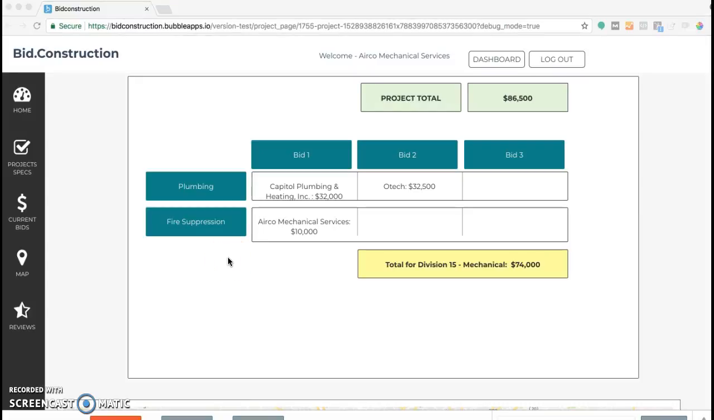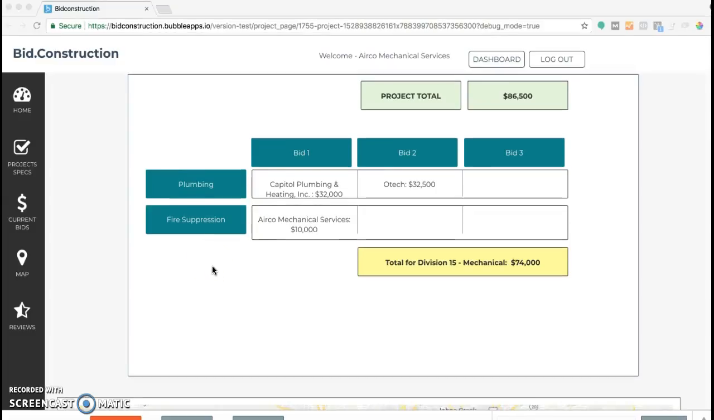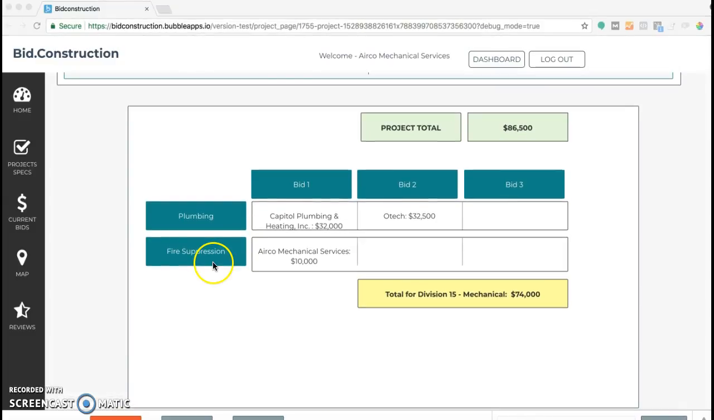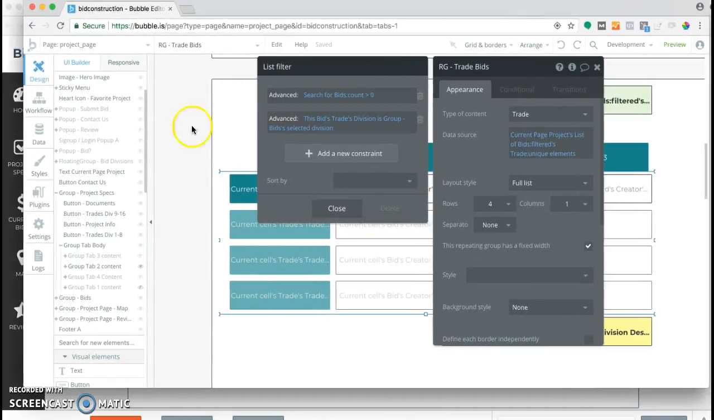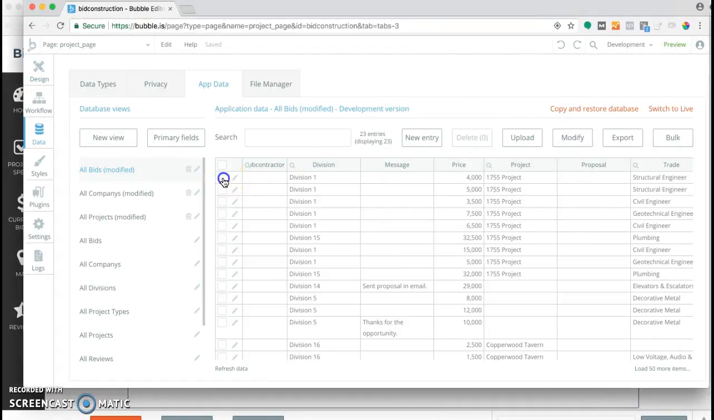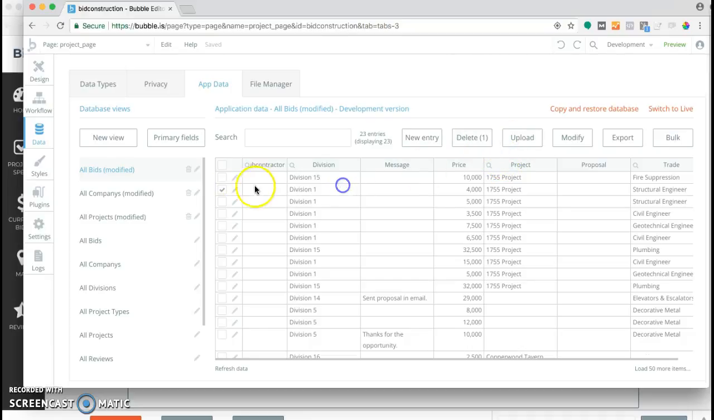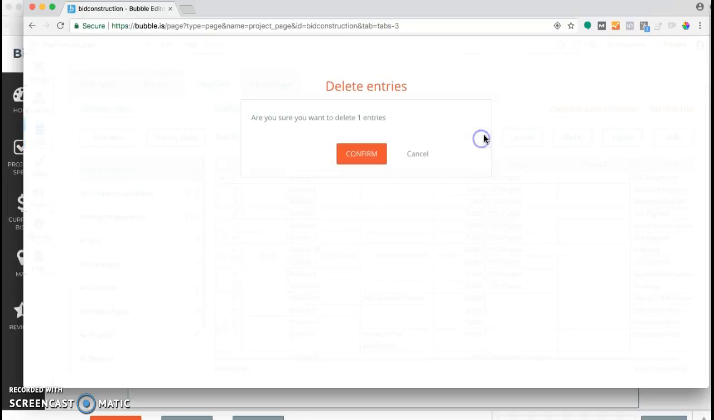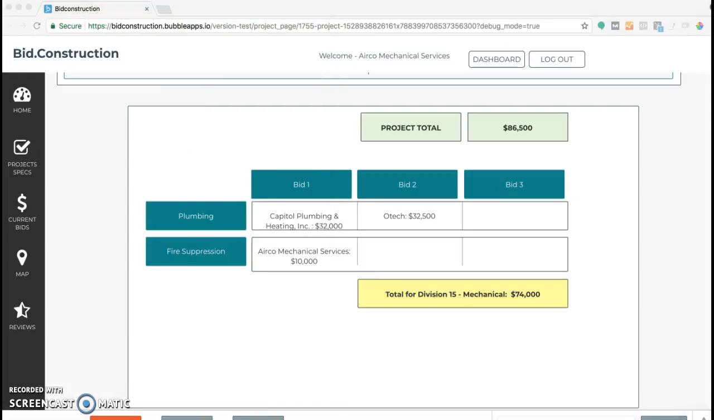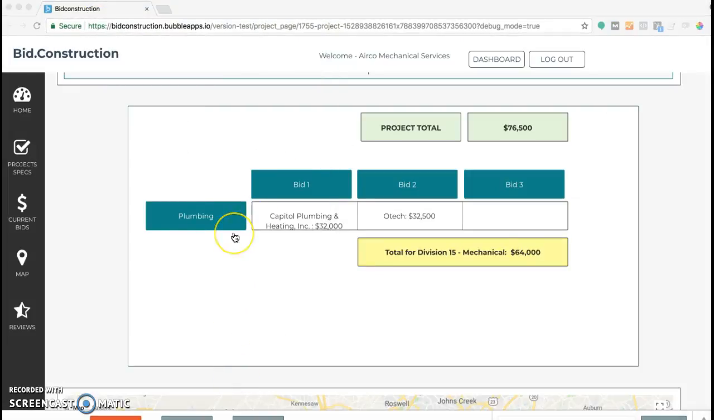This one is a bit hard to explain over email, so I figured I'd just tell you. What's happening is we need to show all of the trades that were chosen for this project. For example, on this one, even if it's zero. If I erase the fire suppression, it goes away, see?